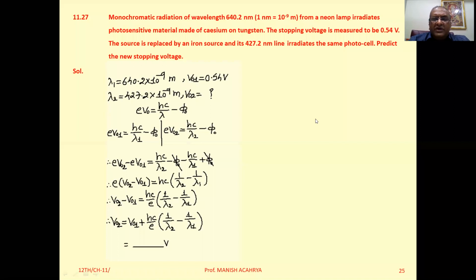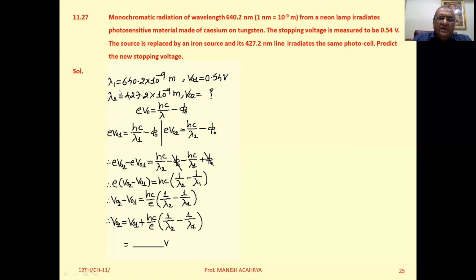Then 11.27. Monochromatic radiation of wavelength 640.2 nanometer from a neon lamp irradiates photosensitive material made of cesium on tungsten. The stopping voltage is measured to be 0.54 volt. The source is replaced by an iron source and its 427.2 nanometer line irradiates the same photocell. Predict the new stopping voltage.